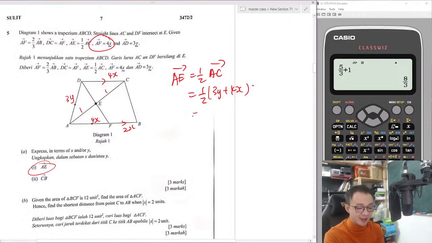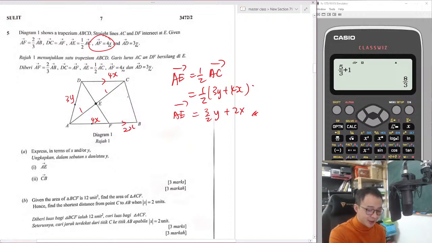Basically, I'm done already. But if you don't like the 1 over 2 outside, then you can just multiply it. Then, yeah, I got the AE. Okay, then the question asks me to find the CB. CB is here, C to B. So for CB, I will go all the way like this.